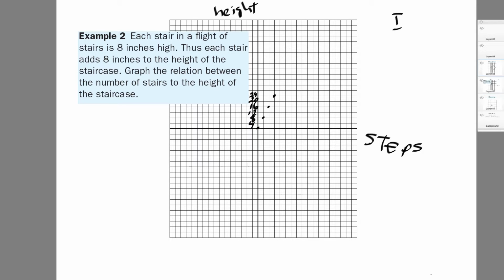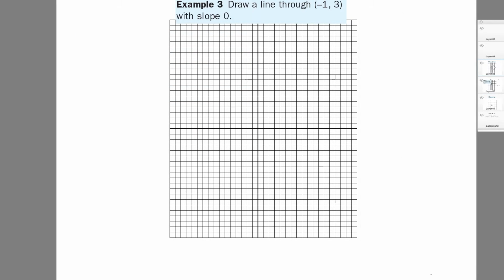Got one more for you. In this one, we're looking at draw a line through the point -1, 3 with a slope of 0. And this is in the section in the book about zero slope and undefined slope. So a slope of 0 is a horizontal line. That basically means for a slope of 0, as I move from right to left, there is no change in height. So I want to draw a line through the point -1, 3.